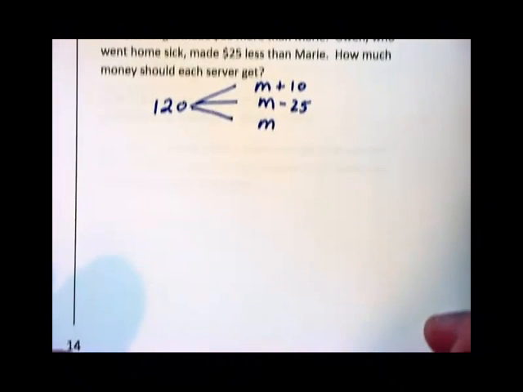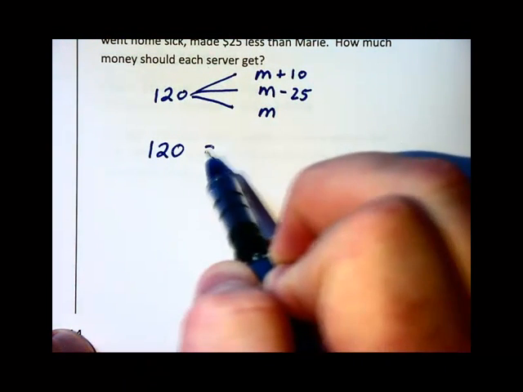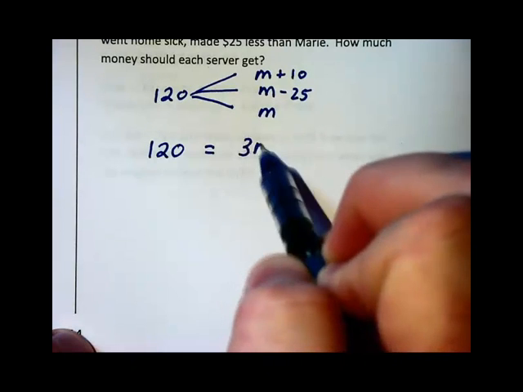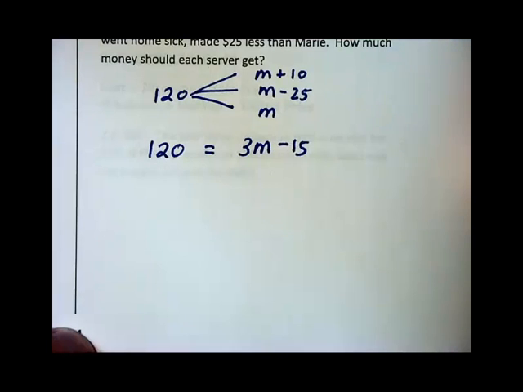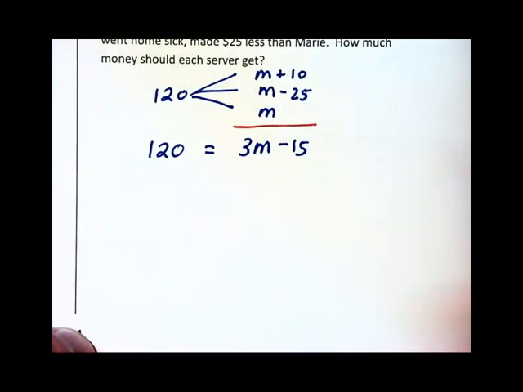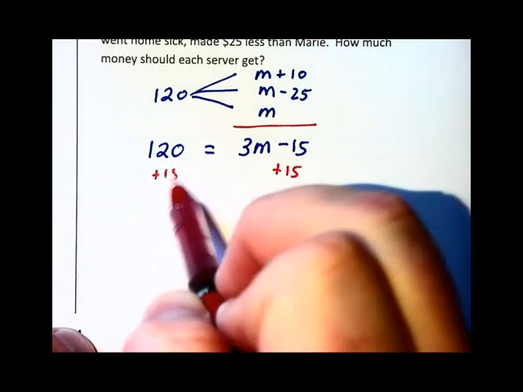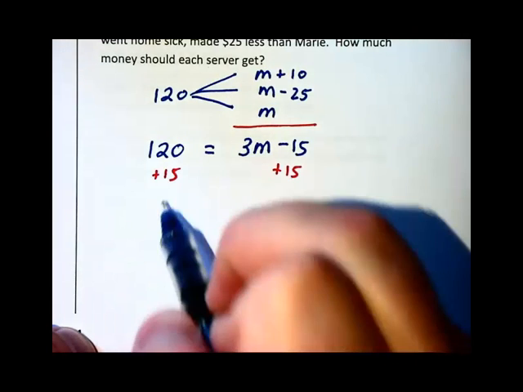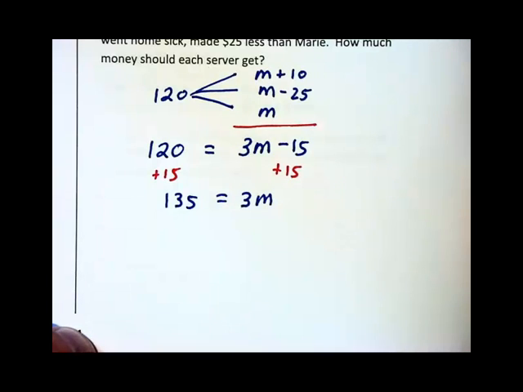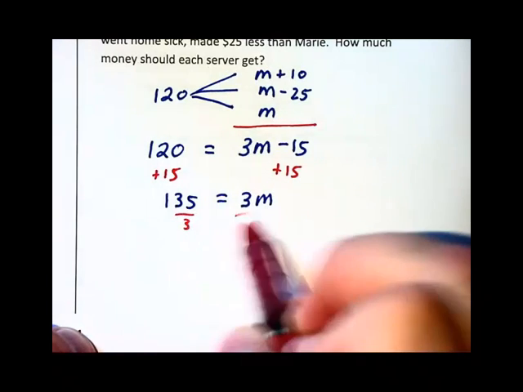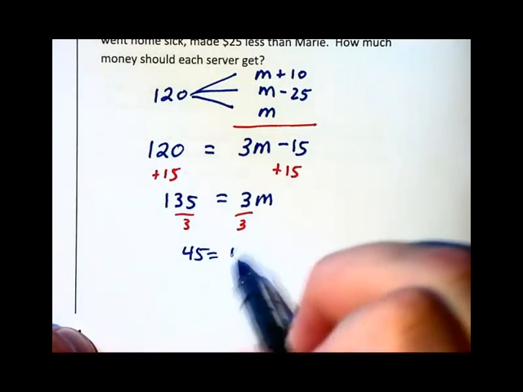Well, it looks like we've got our equation sitting right there for us. We've got 120 on the left equals 3 M's when you combine and add those together minus 15. It was as if these were lined up and I just added straight down. Adding $15 in this case to each side, I'm now going to have 135 is equal to 3M. And then dividing each side by 3, I get 45. 45 is equal to M.